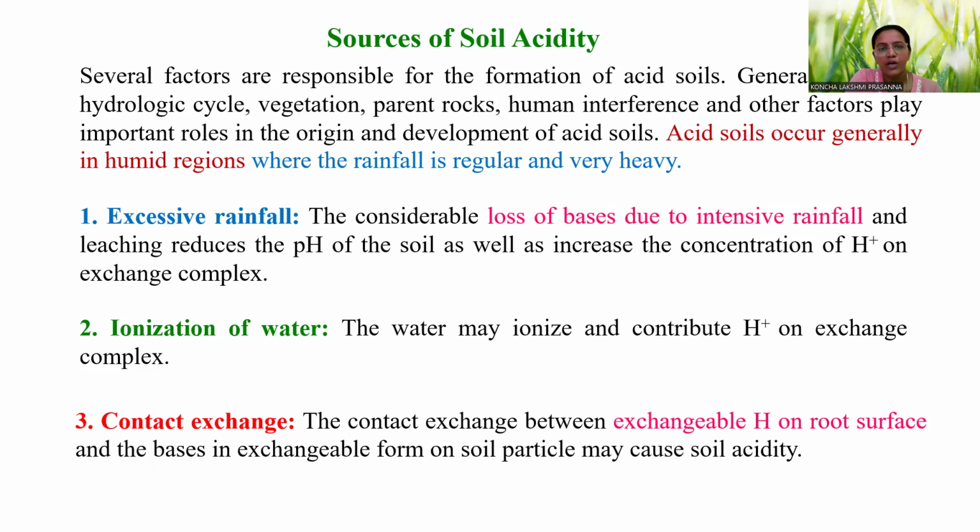Ionization of water. When there is more ionization of water, more H plus ions are released on the exchange complex of various minerals, thereby causing more soil acidity. Contact exchange: the exchange between the root surface and the soil particles. The hydrogen ions present on the root surface and the nutrients, the cations or minerals present on the soil particles, get exchanged, thereby causing soil acidity.